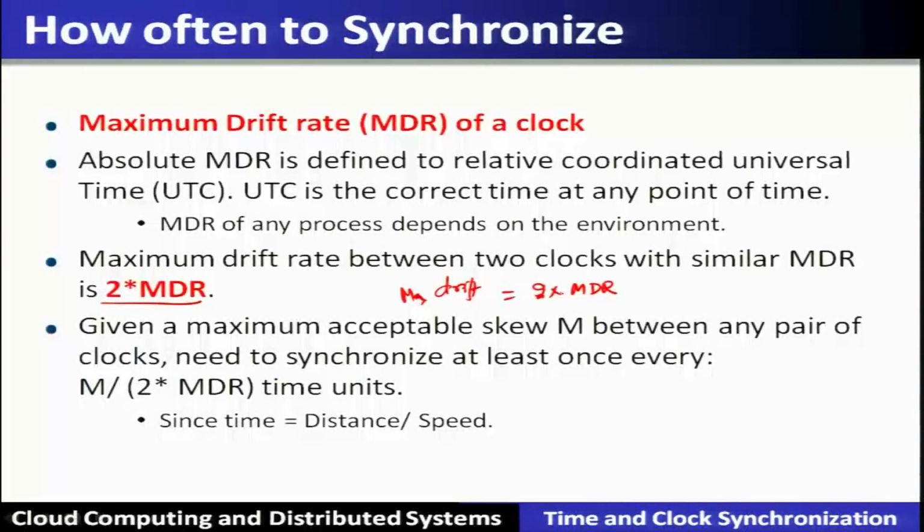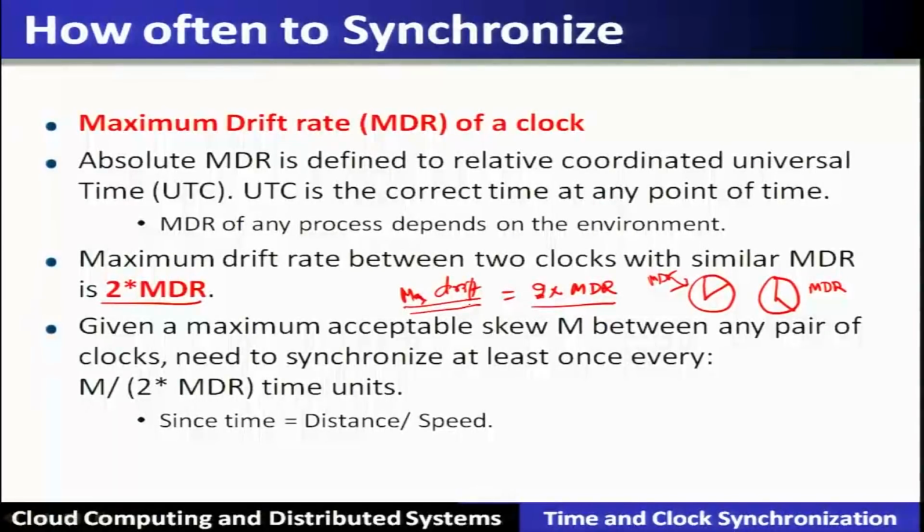because if we consider two clocks, maybe one clock is running behind with the rate MDR and the other clock is running ahead by MDR, then the total drift rate in this case will be 2 times MDR. That is the maximum drift rate.